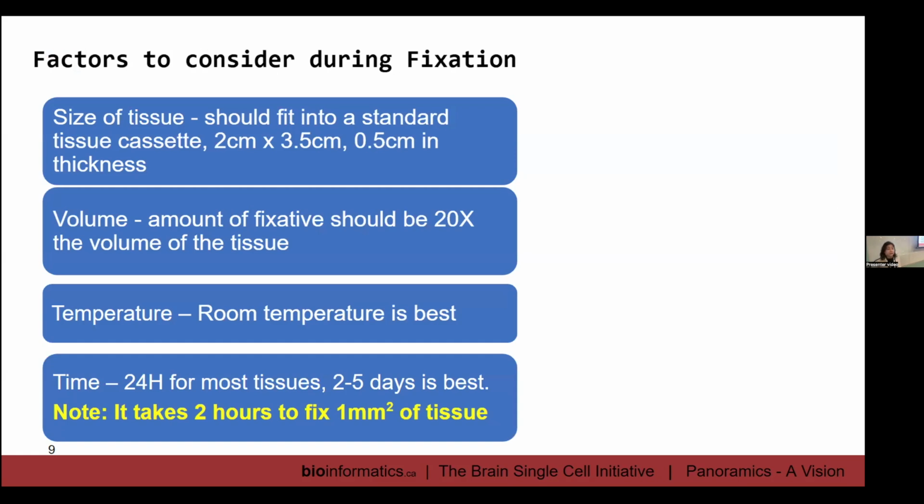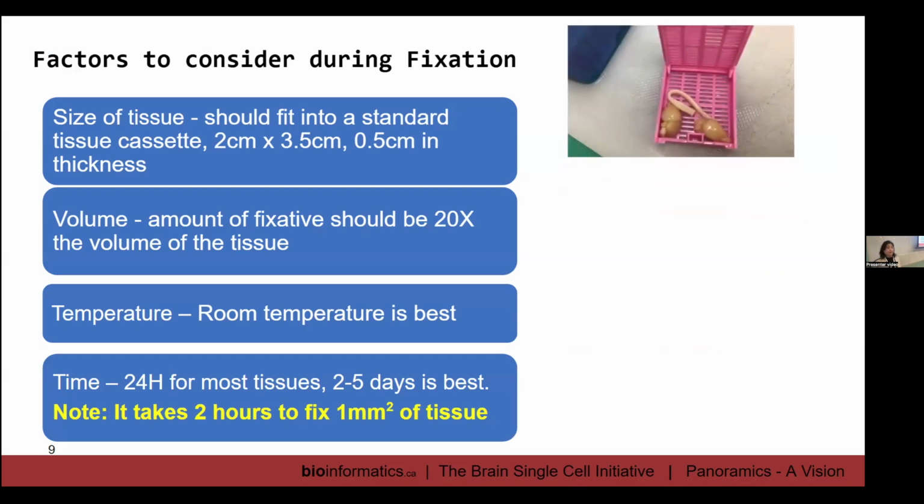These are your factors. The size of the tissue should fit into a standard cassette, 2 centimeters by 3 centimeters by 0.5 centimeters. So I'm going to show you the next picture. There it is. So we're going to be talking about, in this case, wet fixed tissue processed into a paraffin block.